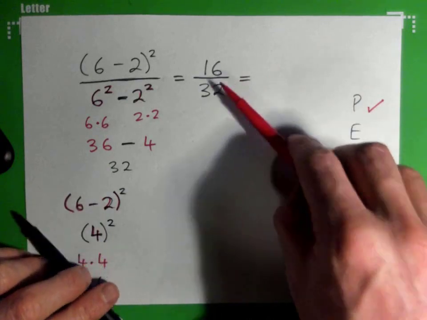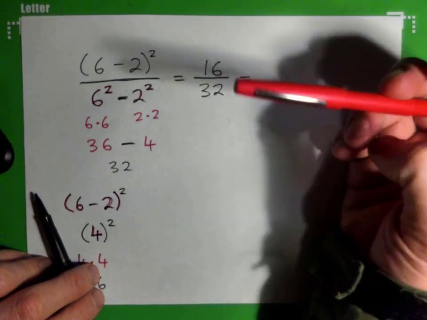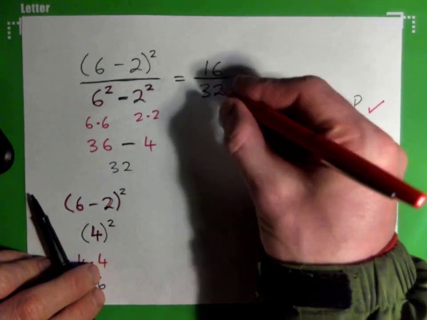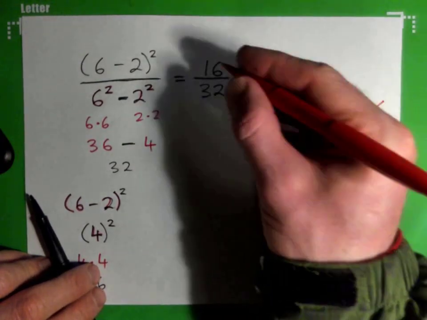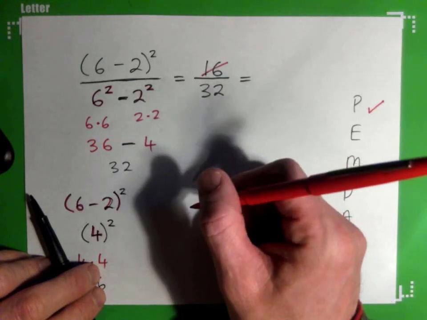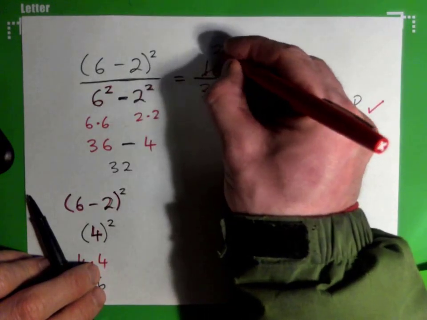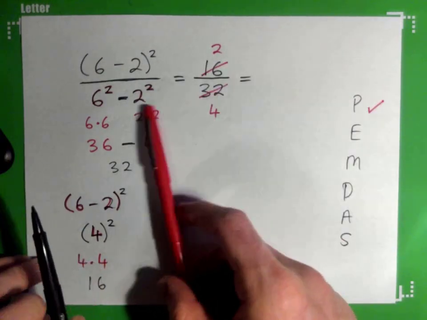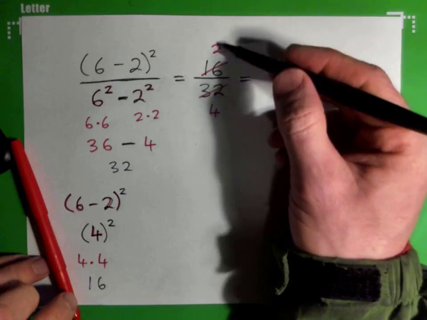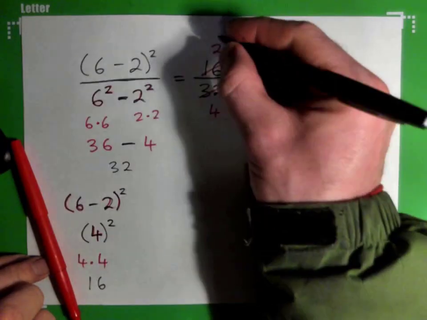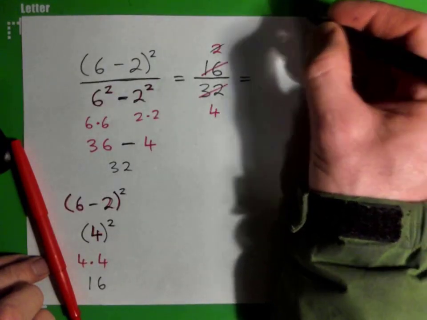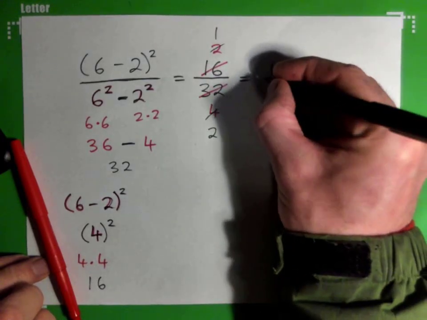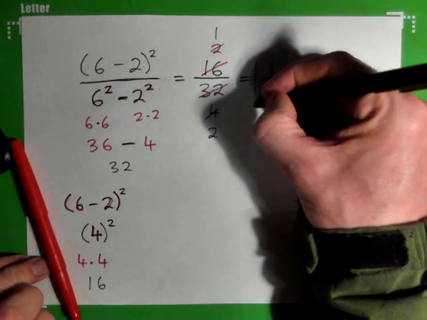So simplifying 16 over 32. What goes into both numbers? 8 does. Or 4 or 2. Let's do 8 for fun. 8 into 16 goes 2 times. Good. 8 into 32, 4 times. We have 2 over 4. Does something go into 2 and 4? 2 into 2 goes once. 2 into 4 goes twice. So you get 1 over 2. So that's the answer, 1/2.